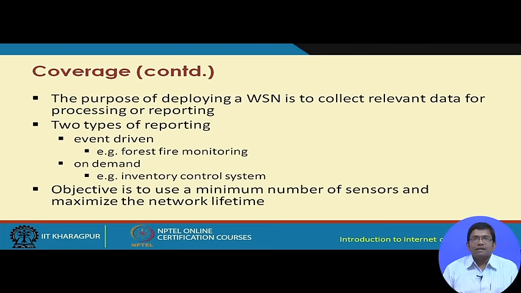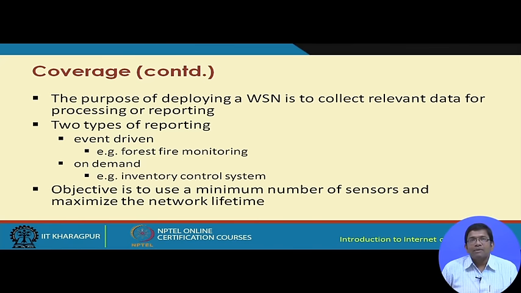So the purpose of deploying a sensor network is to collect relevant data for processing or reporting, and there are two types of reporting. One is event driven, the other one is on demand. Event driven applications include forest fire monitoring, building fire monitoring, and so on. Whenever there is some kind of event, like fire taking place, that particular event is reported. And on demand is basically that if there is some information that is required, then some query is sent, for example in inventory control systems. So the objective is to use a minimum number of sensors and maximize the network lifetime.